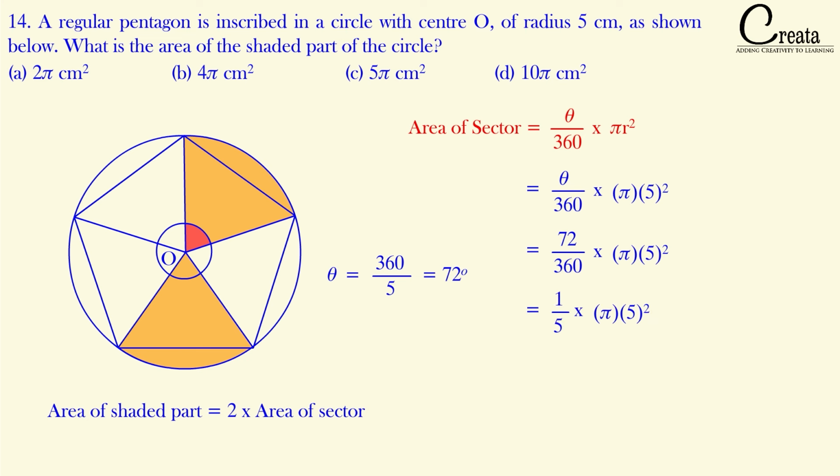So we got the area of the sector as 5 pi centimeter square, and we are having two sectors. So the area of two sectors is equal to 2 into 5 pi. That is 10 pi centimeter square. That is the answer of the question.